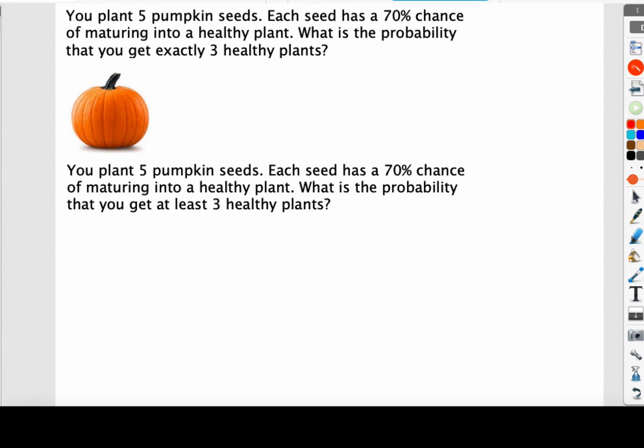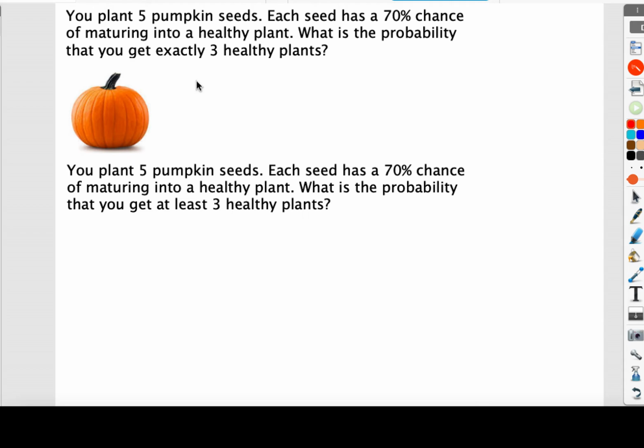Let's look at one more scenario. Let's say you were planting pumpkin seeds. You wanted to grow some pumpkins. Each seed has about a 70% chance of maturing into a healthy plant. So you bought some seeds, whether or not you thought a 70% chance was a pretty good one. What's the probability you get exactly 3 healthy plants? You don't expect them all to grow, but what's the chance out of 5 seeds you get 3 good healthy plants?